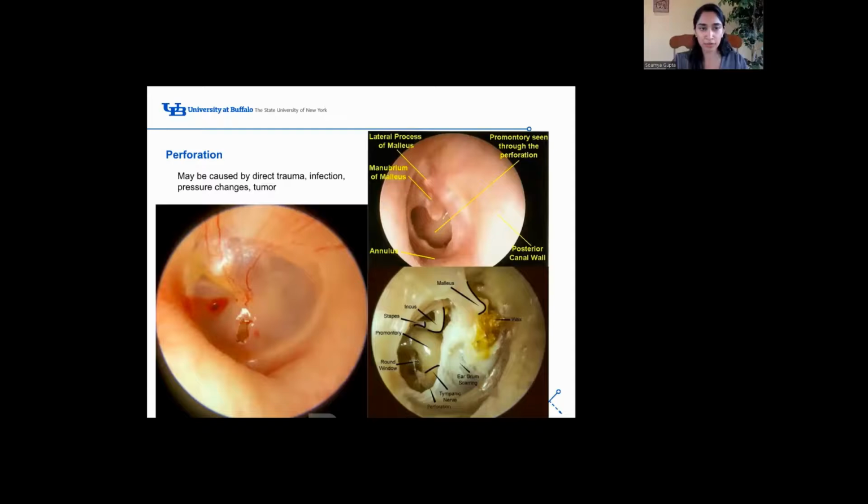So yeah, this is a perforation. It may be caused by direct trauma, infection, pressure changes, a tumor, and you see symptoms like otorrhea that may be bloody, like in this patient's case, otalgia, tinnitus, or hearing loss. And you can see that it can vary in size from pretty small to a little bit larger to a really large one. You can see that cochlear promontory very clearly along with the stapes and incus. So this is a pretty bad perforation in the bottom corner.